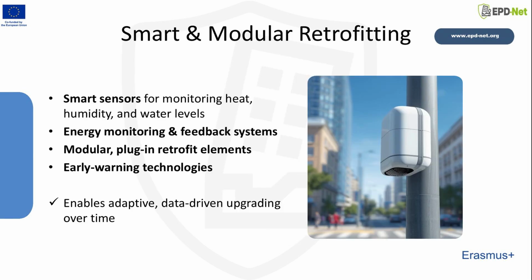Smart and modular interventions support adaptive resilience by helping retrofit systems respond over time. Sensors that monitor heat, humidity, and water levels provide real-time data that can inform maintenance, warning systems, and day-to-day decision-making. Energy monitoring tools improve efficiency and help users better understand how buildings perform under different conditions.